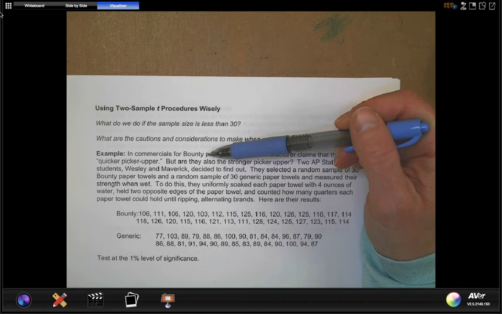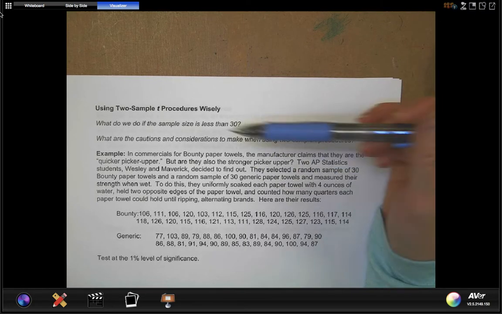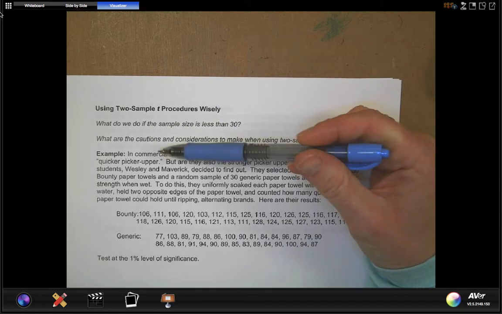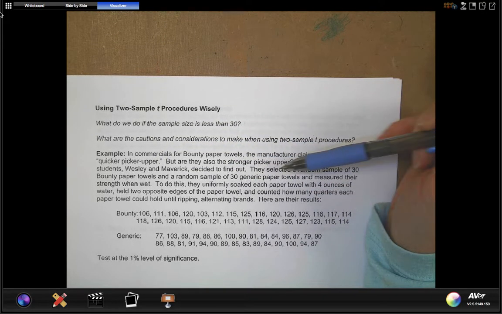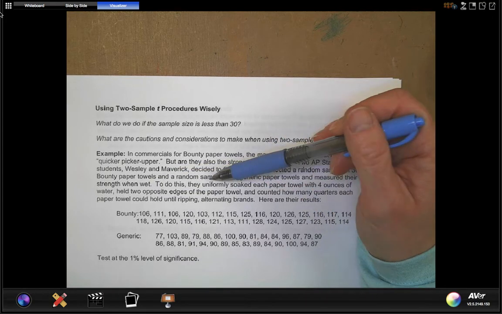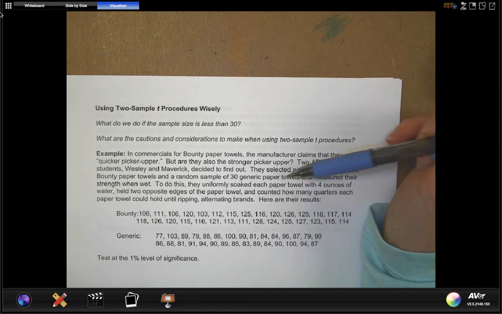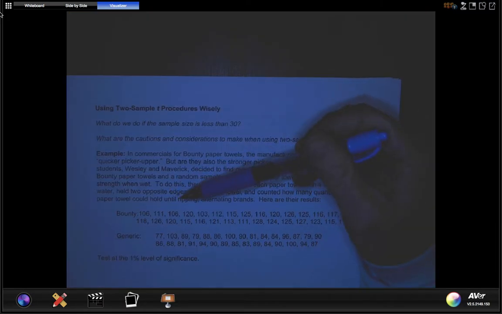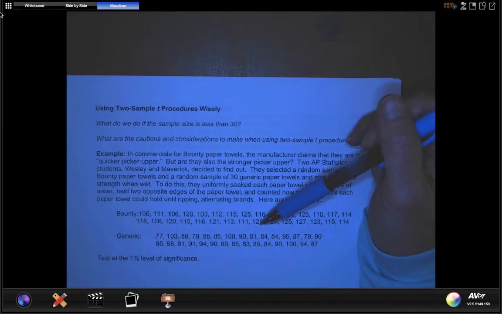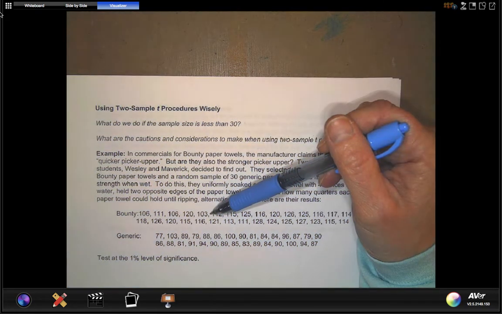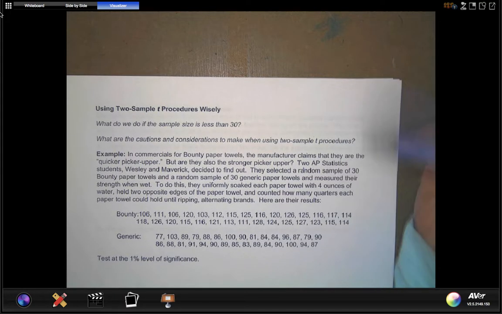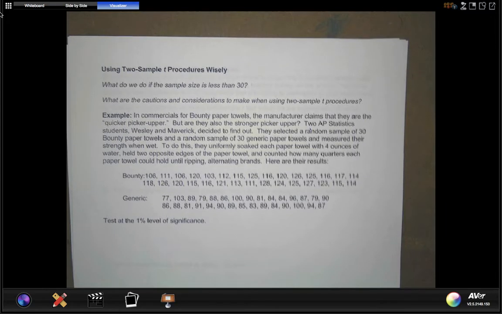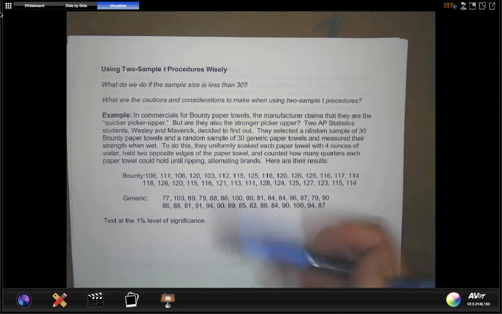All right, Bounty, the picker-upper. They're the quicker picker-upper, but are they also the stronger picker-upper? Two AP Stat students, Wesley and Maverick, are going to try to find out. They take a random sample of 30 Bounty paper towels and a random sample of 30 generic paper towels and measure their strength when wet. They uniformly soak each paper towel with 4 ounces of water, held to opposite edges, and counted how many quarters each paper towel could hold until ripping. Here are the results. It's kind of interesting that they're counting quarters, but whatever. This is from the textbook. These were probably students of one of the authors of the textbook, so we'll just go with it.